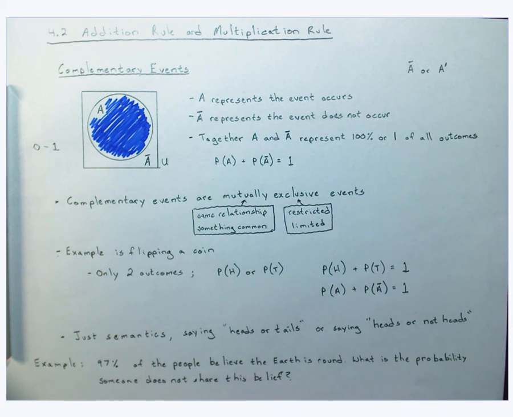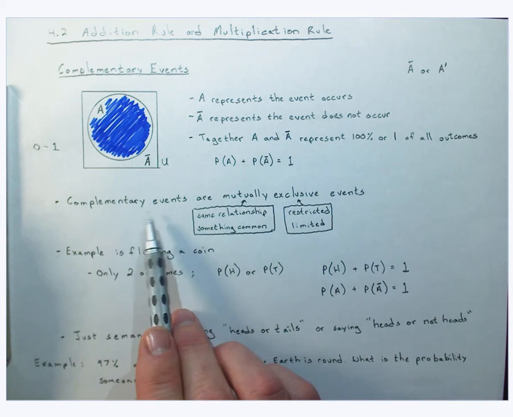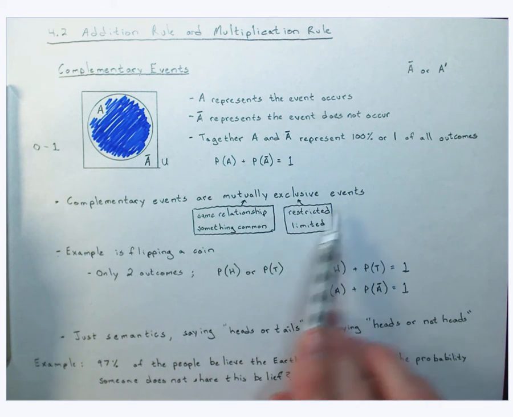Complementary events are mutually exclusive events. That is a phrase that you'll hear, mutually exclusive. Just understand that the word mutually means there's a similar relationship, something in common, like a phrase we commonly use, mutual respect. And exclusive means it's restricted or limited, like being a member of an exclusive club. So complementary events are mutually exclusive events.